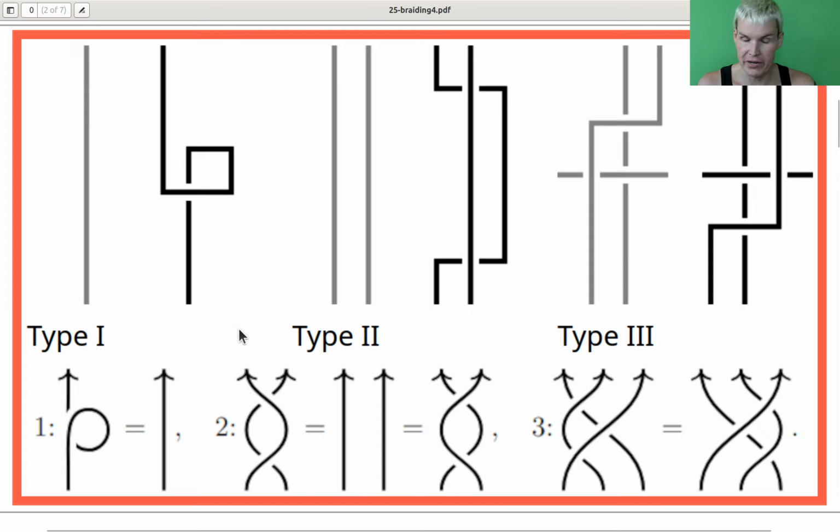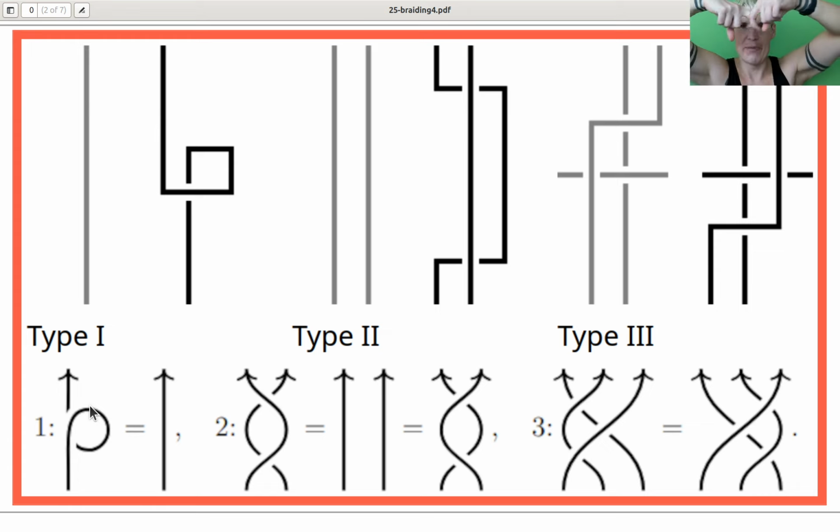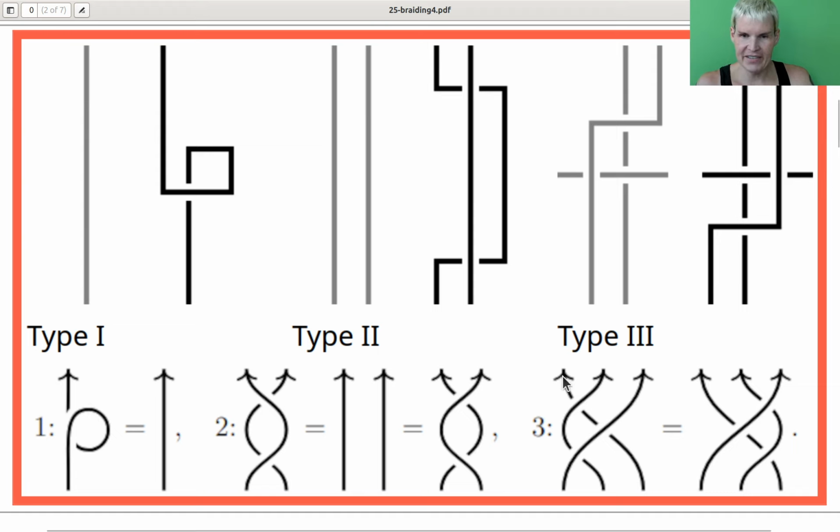That's why they're separate. Anyway, there's type 1, type 2, type 3. Type 1 is you undo a little kink. So if you have a little string, you can just pull it straight. The other one is even more obvious. You can just separate 2 strings if one of them is on top of the other. The other takes a bit of staring, but it's actually also pretty easy. There's this crossing here on the bottom, and this strand here goes on the top, and you really just slide this crossing through.